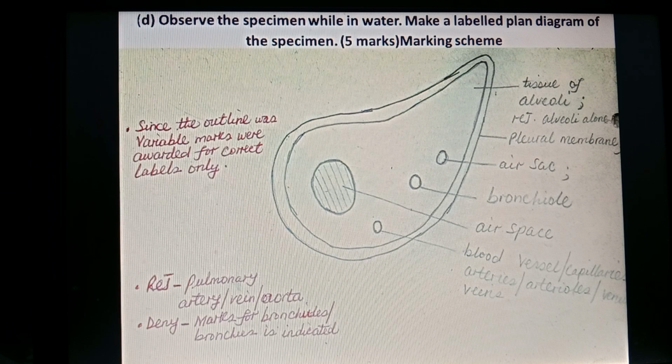Reject pulmonary artery, vein, aorta. They cannot be seen. Deny marks for bronchus or bronchi because they are indicated.